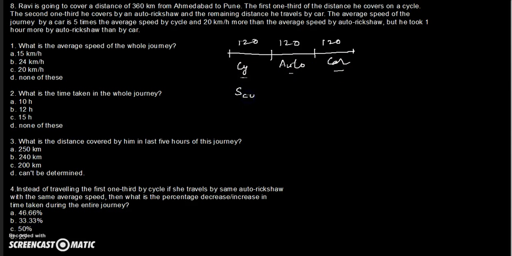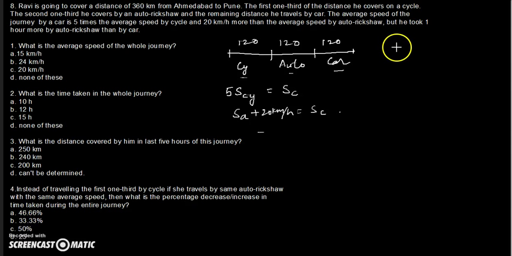5 times the speed of the cycle is the speed of the car, and speed of auto plus 20 km per hour is the speed of the car. Again, time taken by auto rickshaw is 1 hour more than the time taken to cover the distance by a car. So there is one more piece of information here.